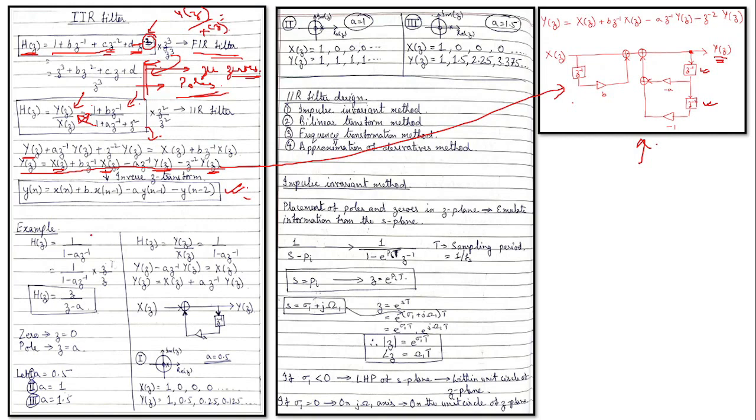H(z) equals 1 by 1 minus a z inverse. Okay, let us find the location of the poles. So the highest power is z to the power 1, so we multiply z in both numerator and denominator. We get z divided by z minus a. So in the numerator z equals 0 and in the denominator z equals a, right? So we have z equals 0 and z equals a. The zero is placed at the origin, and a we can modulate.